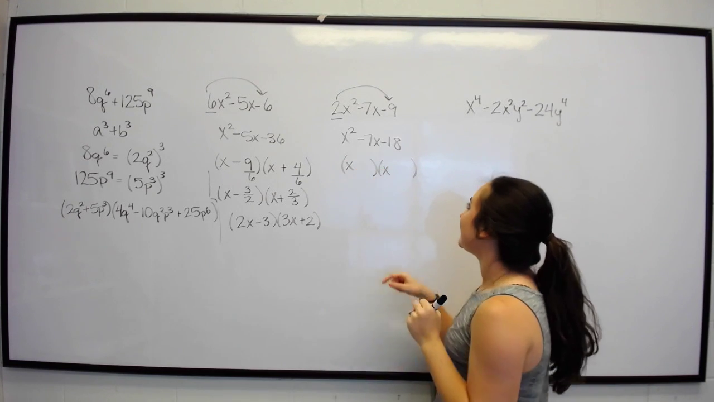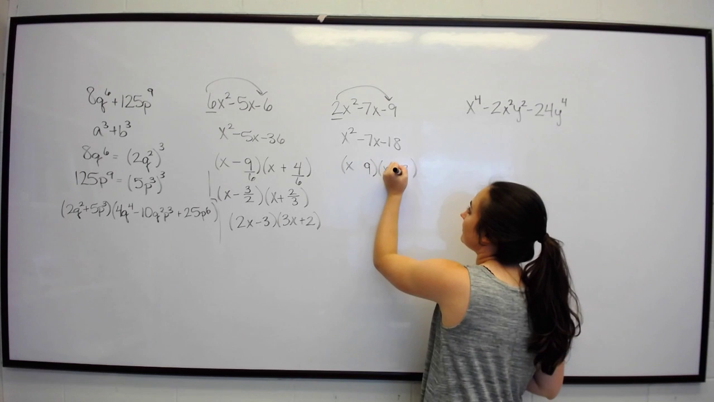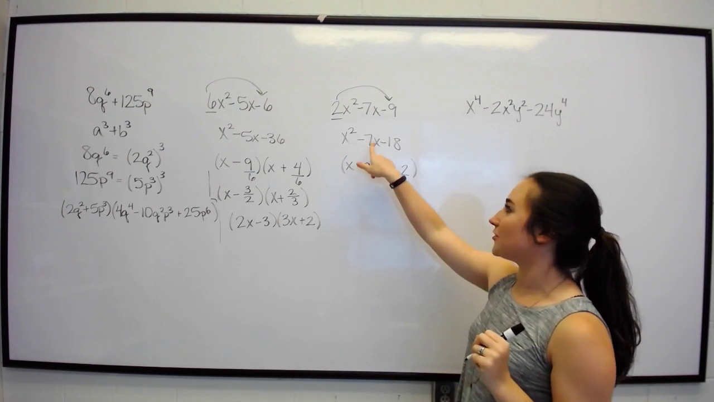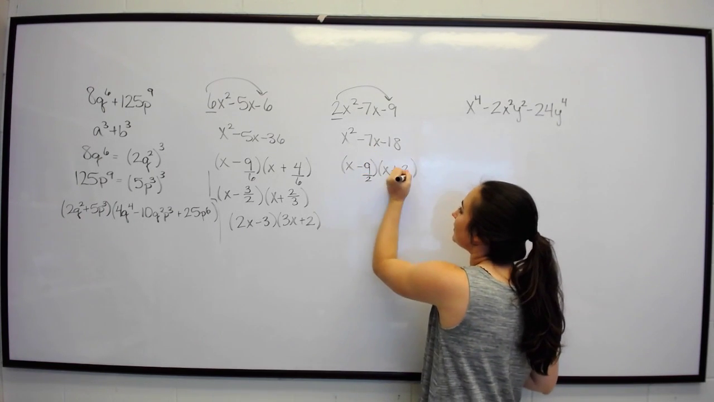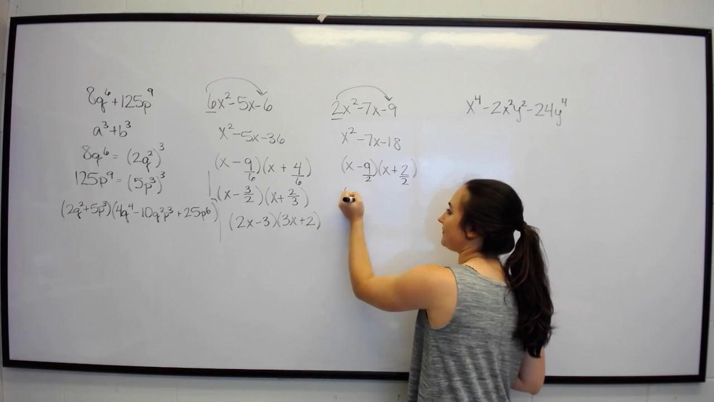So I have x and an x. For 18, I'm going to use 9 and 2. I'm going to put the negative with the 9 and the positive with the 2 in order to get negative 7. And since I multiplied by 2 at the beginning, I have to divide by 2 at the end.